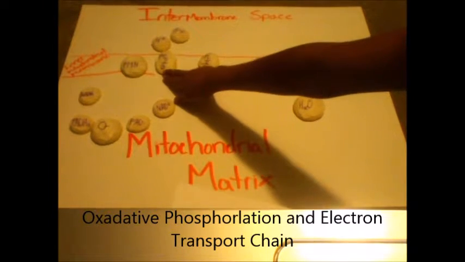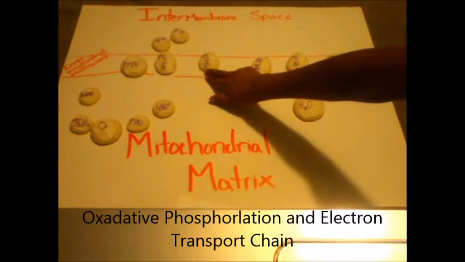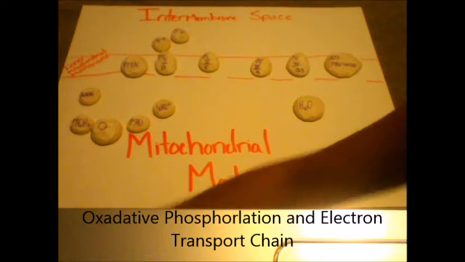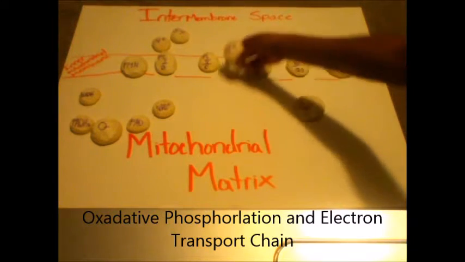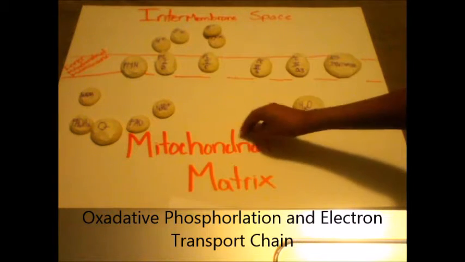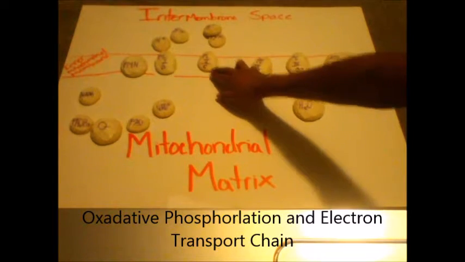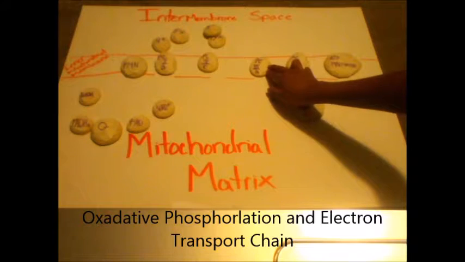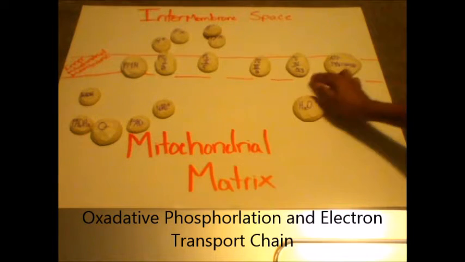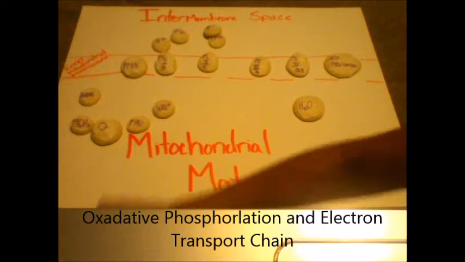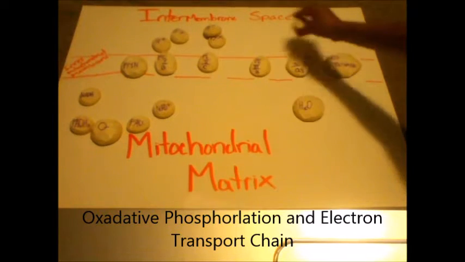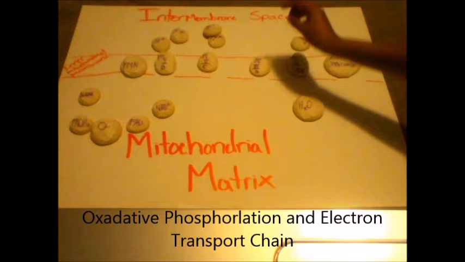From here, the electrons go from cytochrome B to cytochrome C, where 2 more hydrogen ions are moved from the mitochondrial matrix to the inner membrane space. From cytochrome C, it goes to cytochrome A, and from cytochrome A to cytochrome A3, where in that process 2 more are moved from the mitochondrial matrix to the inner membrane space.